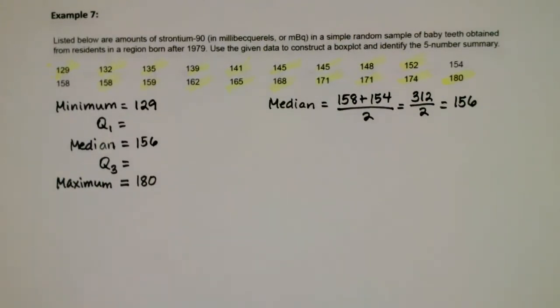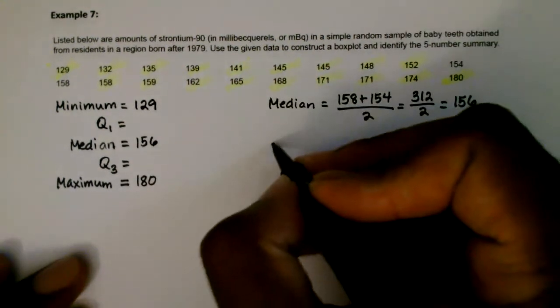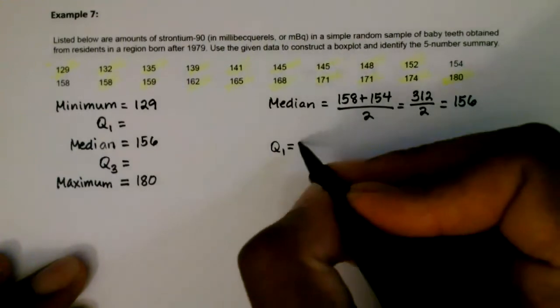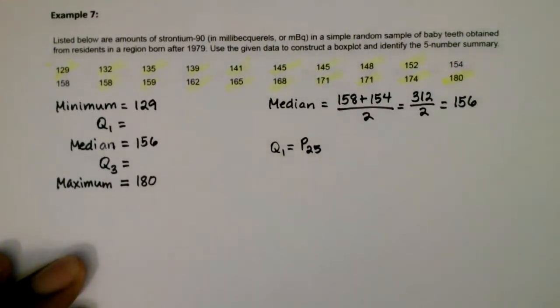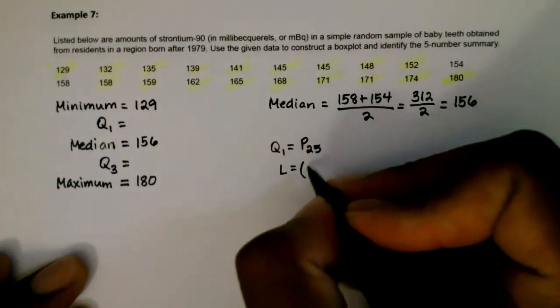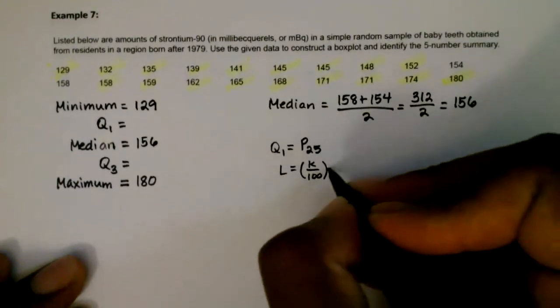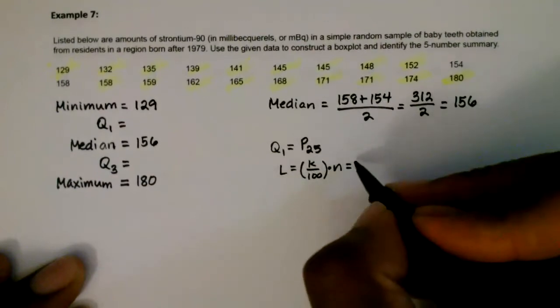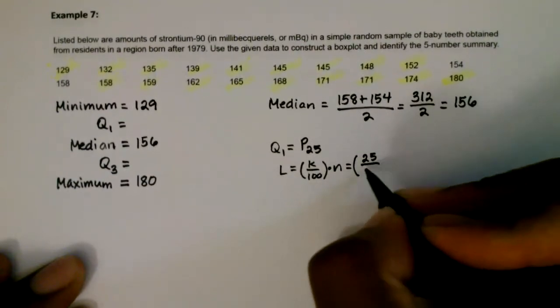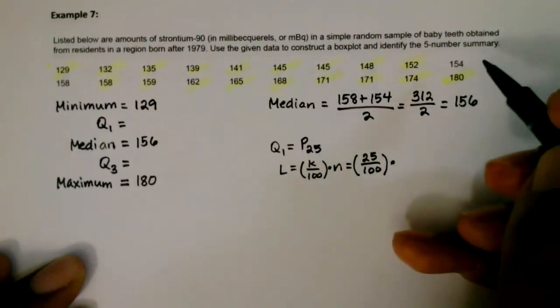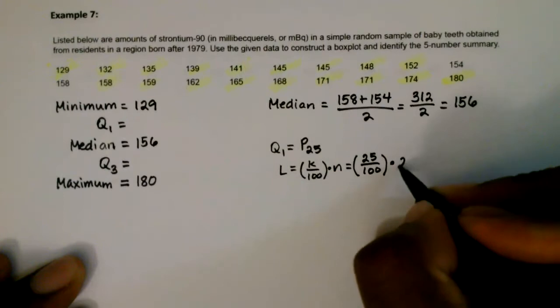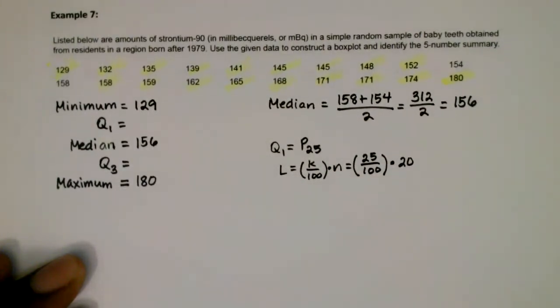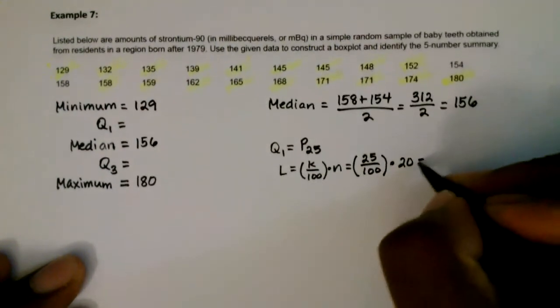Okay. Now we got to find Q1 and Q3. So let's start with Q1. Q1 is the same as the 25th percentile. So now we got to use L is equal to K over 100 times N. And K in this case is 25 divided by 100 times N. And in this case, N is 20. There are 20 data values in this set. So if I do 25 divided by 100 times 20, I'm going to end up with a whole number of 5.